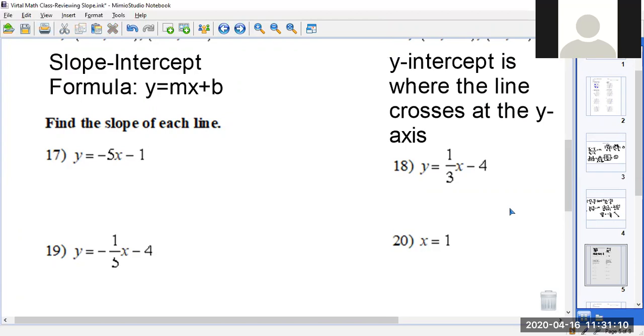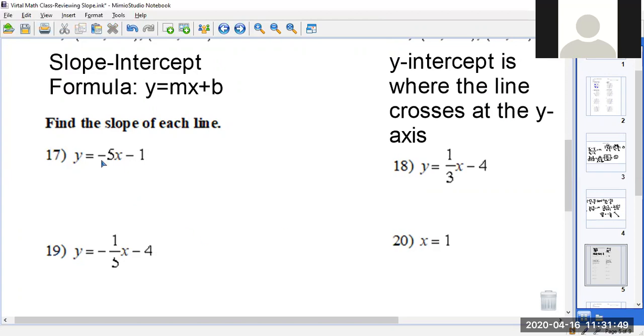So remember, the slope is represented by m. That will tell you how slanted or how steep your line is. Whereas the y-intercept is where the line crosses at the y-axis, and it is represented by the letter b. Please don't ask me why, I don't know. So I want to look at these four as an example, so that you can know how to identify the slope and the y-intercept. And these formulas can be written in many different ways.